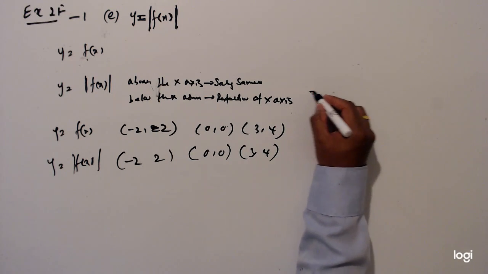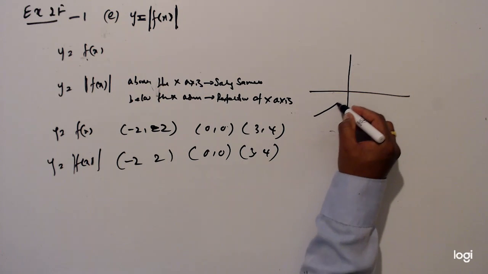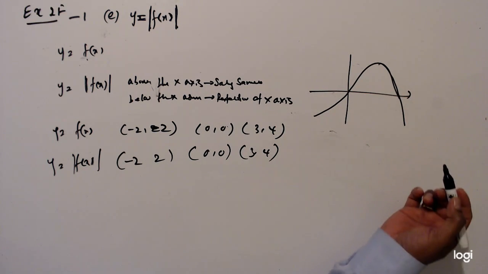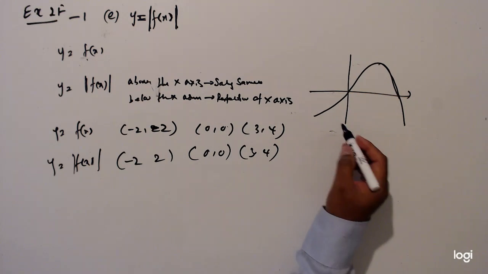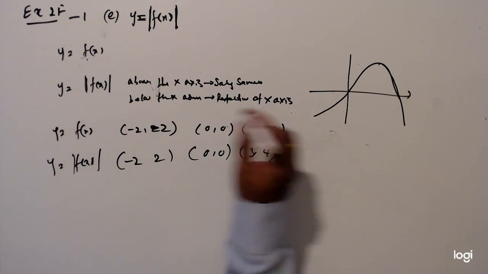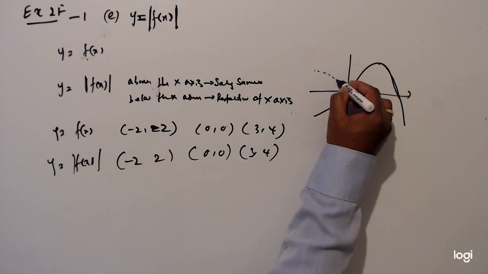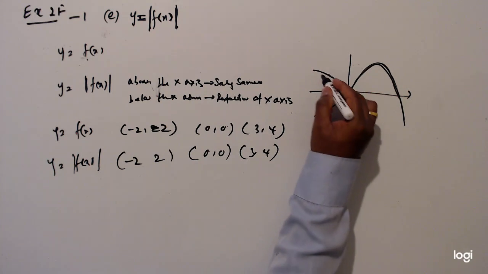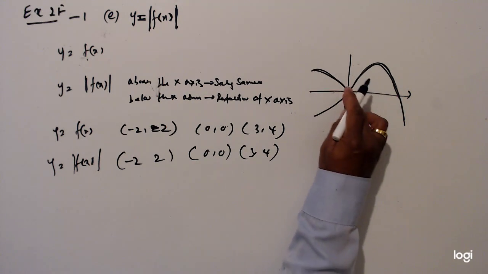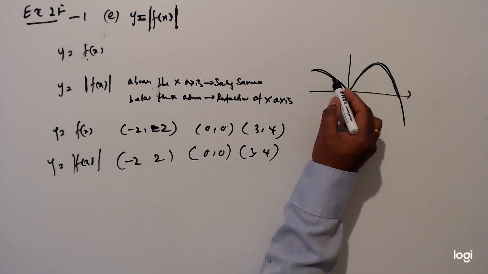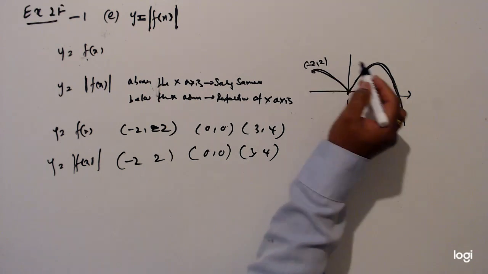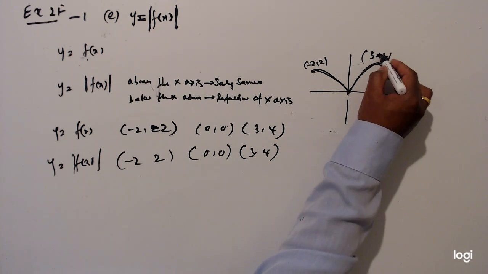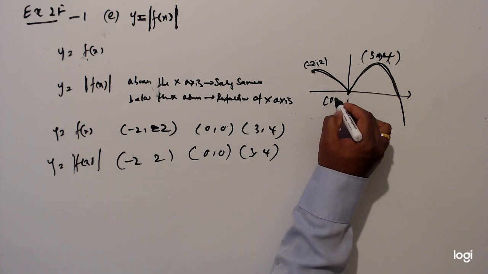The original graph is something like this. So the new graph is, so this is the graph. We are expecting (-2, 2) and (3, 4) and (0, 0).